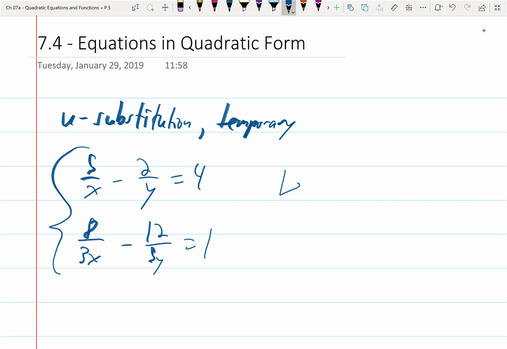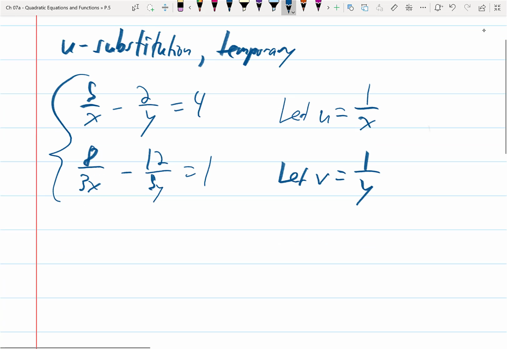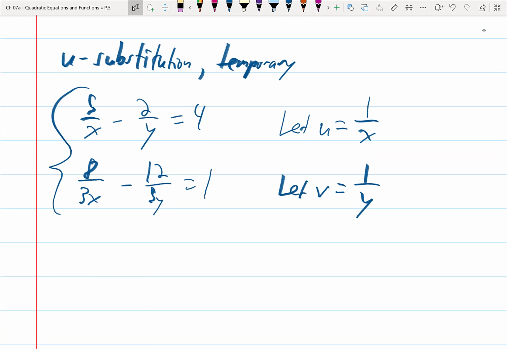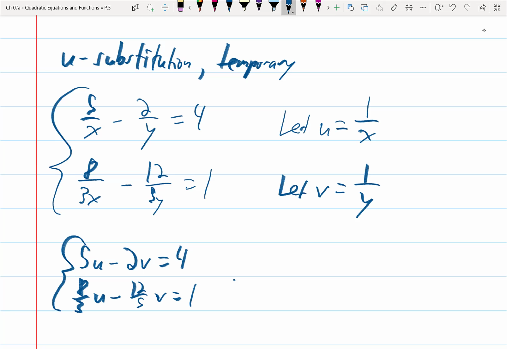Okay, so we would say let u equal what? That would just be 1 over x. And we would let v equal 1 over y. So then I would rewrite this entire system as 5u minus 2v equals 4, and 8/3 u minus 12/5 v is equal to 1. And I would go from there. That is not the problem type we're doing today, but I wanted to remind you of where we've done this before.